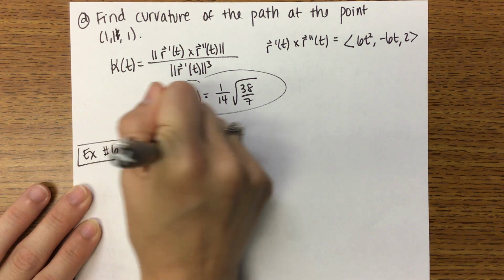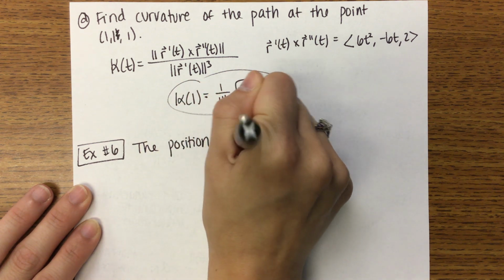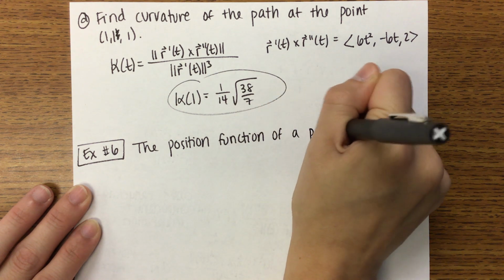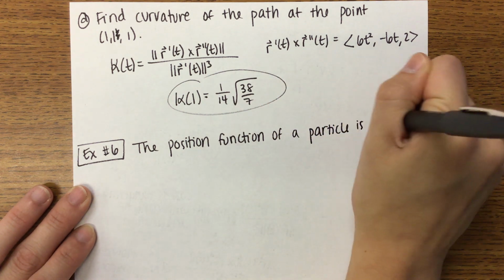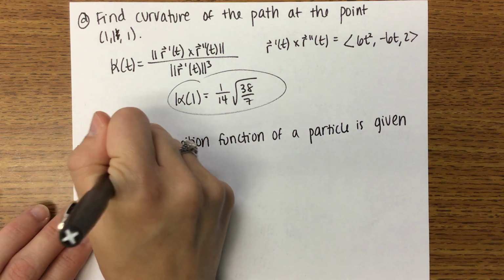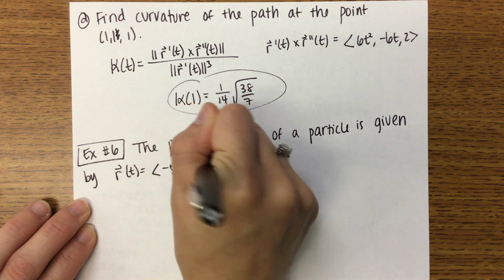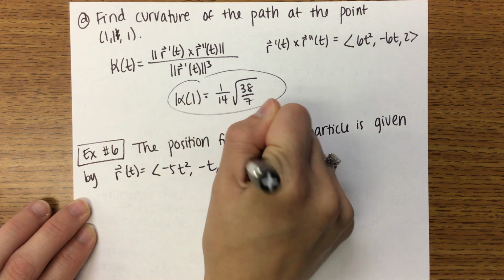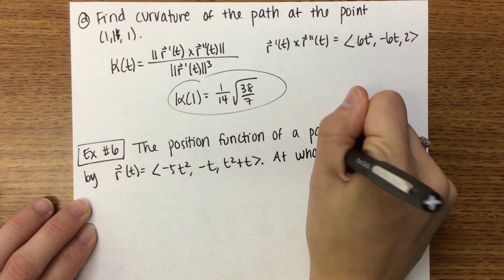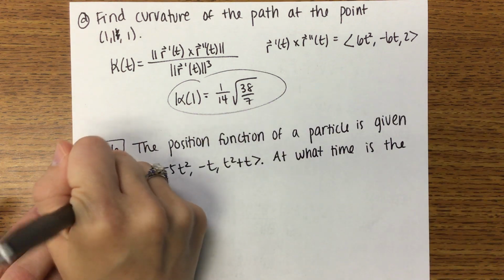Next example, the position function of a particle is given by r of t equals negative 5t squared, negative t, and then t squared plus t. At what time is the speed a minimum?